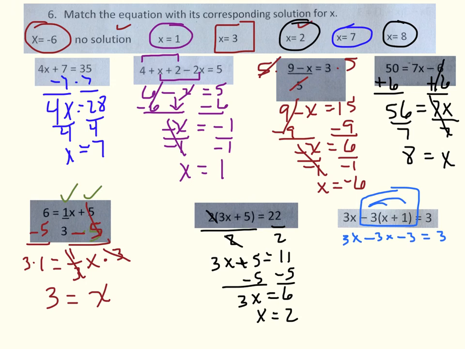Now I'm going to clean it up a little bit. So 3x minus 3x actually cancels out. And what you're left with is negative 3 equals 3. Now, ask yourself, when does negative 3 ever equal 3? And it never does. So there, we can put a not equals in the middle, and that is your no solution, because that will never happen.